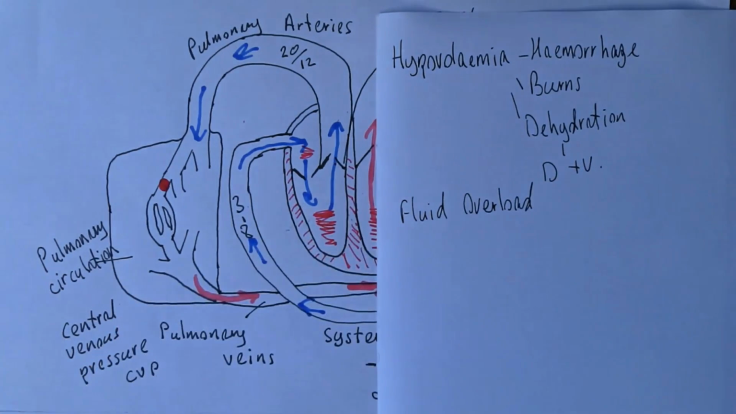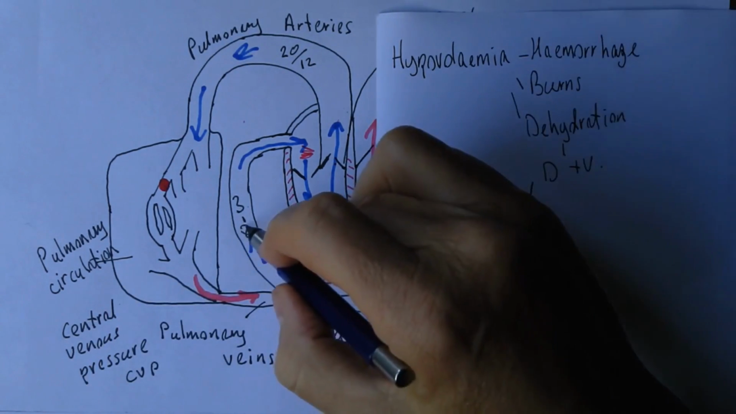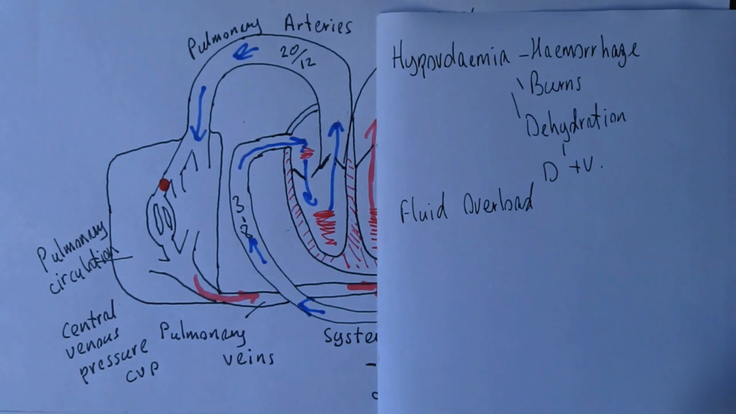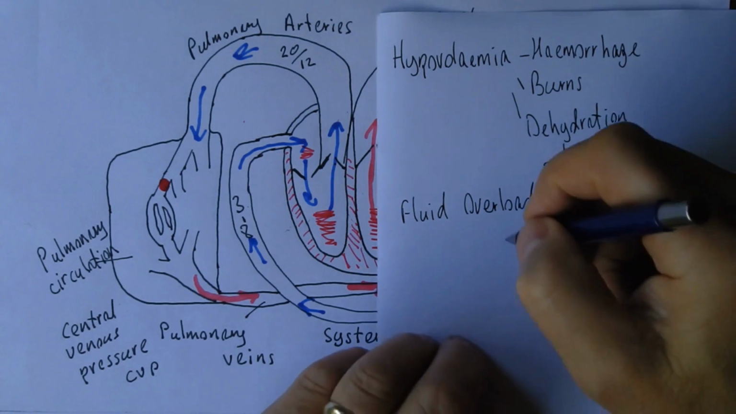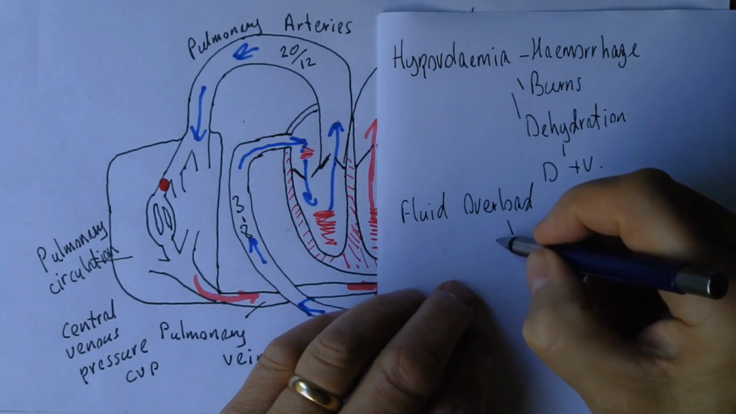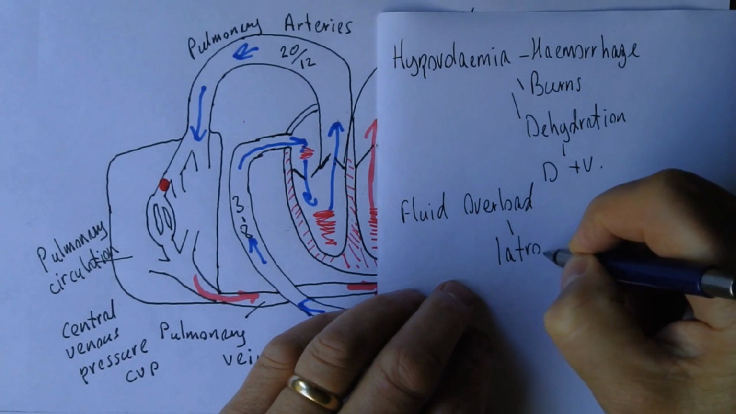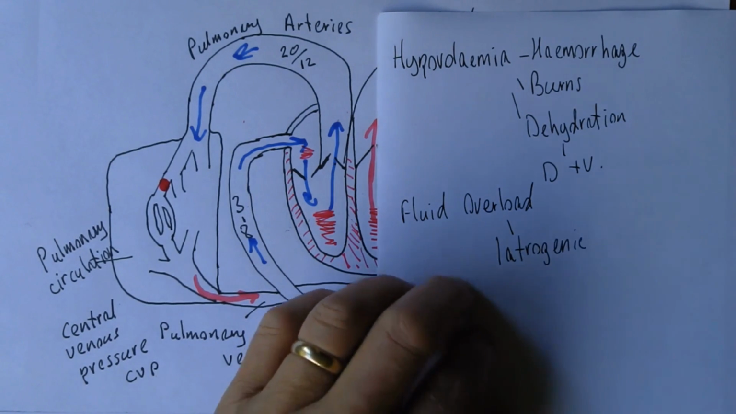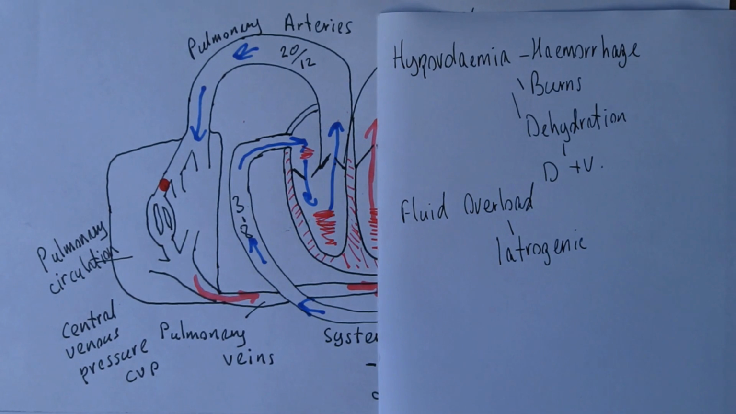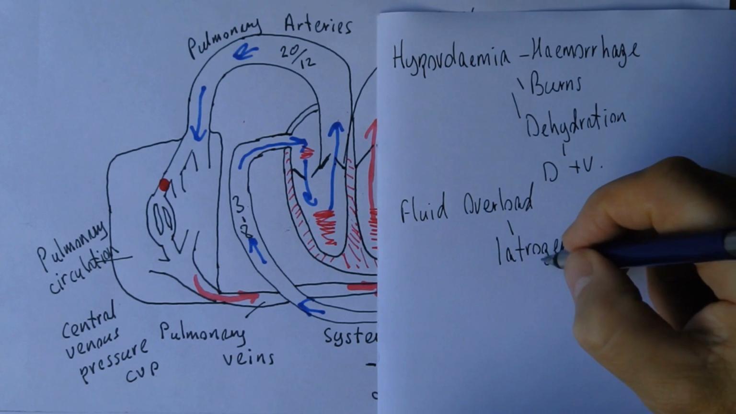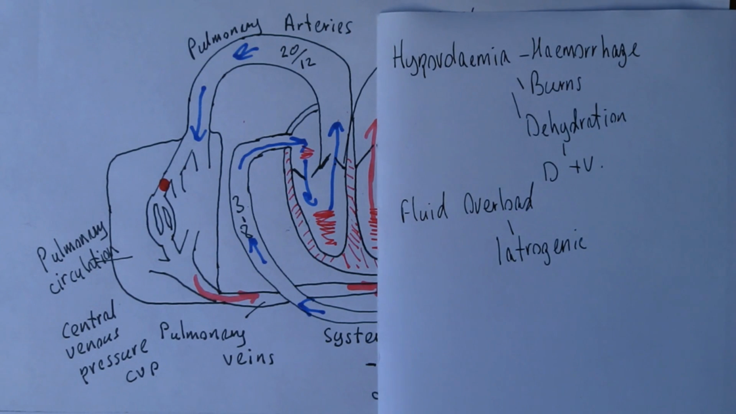Fluid overload, where there's too much fluid in the veins, can cause an increase in systemic venous pressure. This is usually caused by something that we do wrong in healthcare, so it's what's called an iatrogenic disorder. Iatros is the Greek word for doctor, genic is to begin. So something literally that begins with the doctor. So make sure we give the right amount of intravenous fluids.